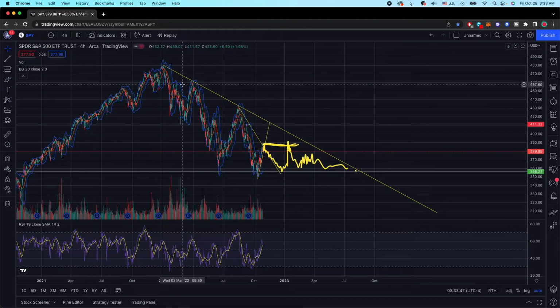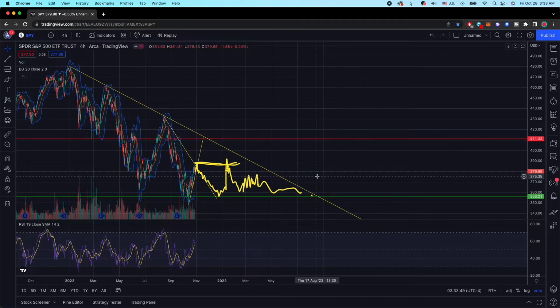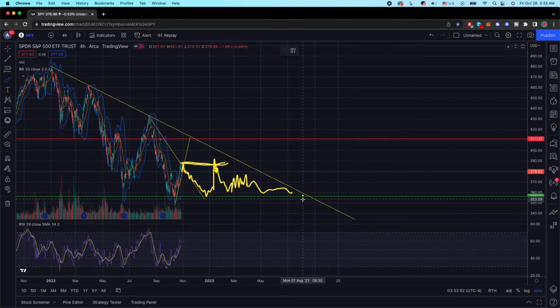So this could actually mean both sides. Honestly, it's a 50-50 guess. It could either just drop down here or it could pop off from here.